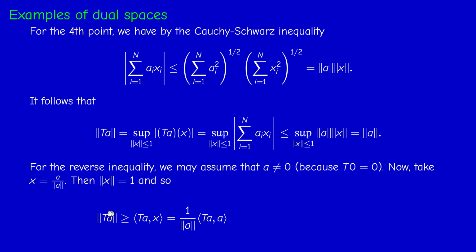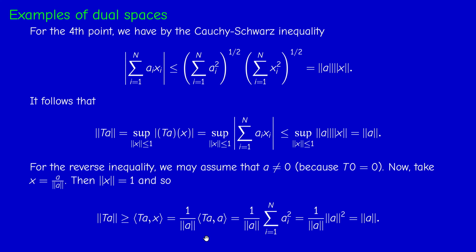So this is the maximum of this. So it's bigger than TAX. But what is TAX? I go back to the definition. So this is TA evaluated at A over its norm. And by linearity, I can put the constant outside. So it's just 1 over norm of A times TA evaluated at A by linearity. And we go back to the definition. So TA evaluated at A is just the norm square of A, right, by definition. So it's norm square of A divided by norm of A, and this is just norm of A.